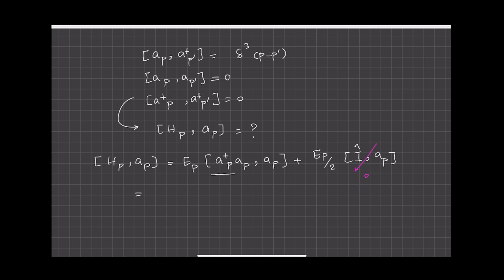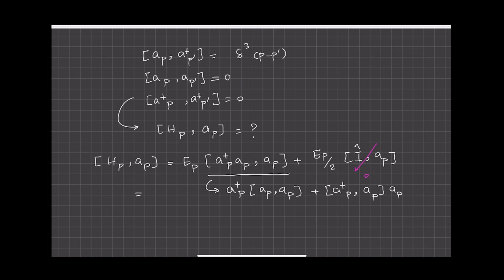So to calculate this term here, we can write it down as A dagger P, AP, AP plus A dagger P, AP, AP. So that's a basic formula for when we have the multiplication of two operators trying to commute with the other operators. We can simply use that formula here.